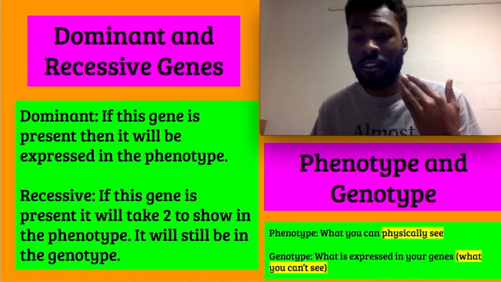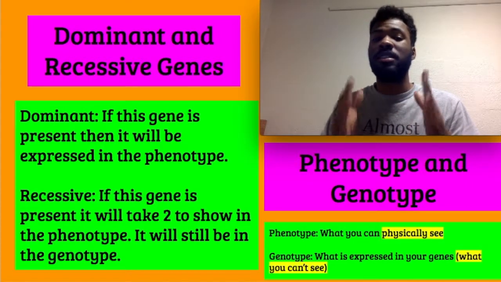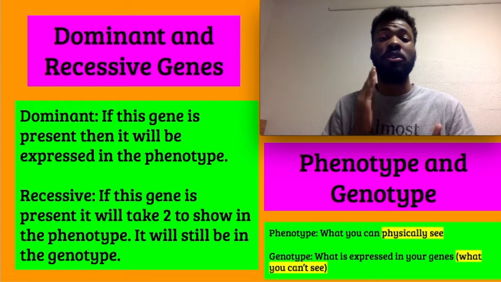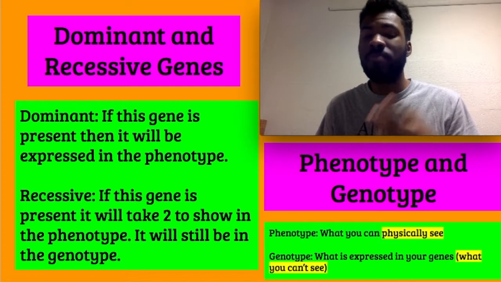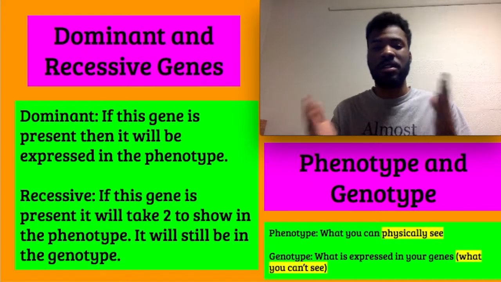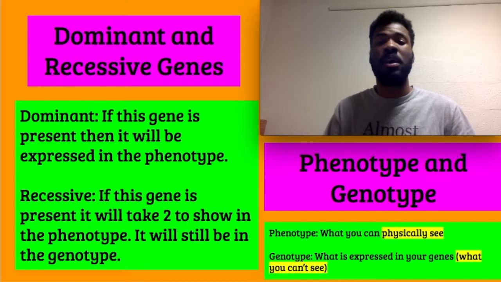I've highlighted "physical see" and phenotype because that's how you can define phenotype. If you can physically see it, it's phenotype. If you cannot physically see it, it's genotype. That makes it pretty black and white and easy for you to differentiate.